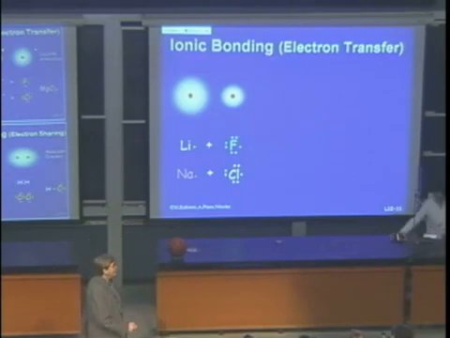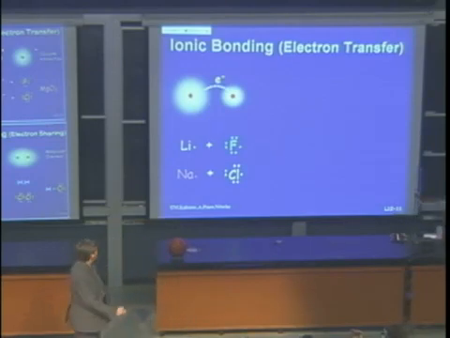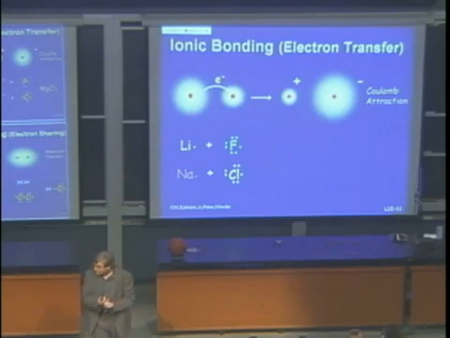So the electron will be transferred. What a stupid question. The electron will be transferred, and now you have the fluoride ion and the lithium ion. The fluoride is negative and the lithium is positive. You have the Coulomb attraction, and with this you have very strong bonding.